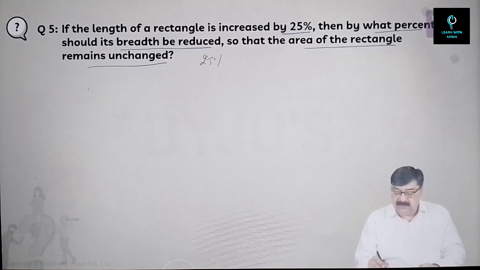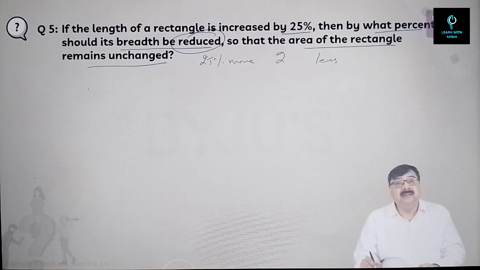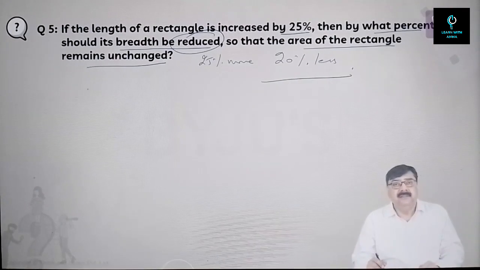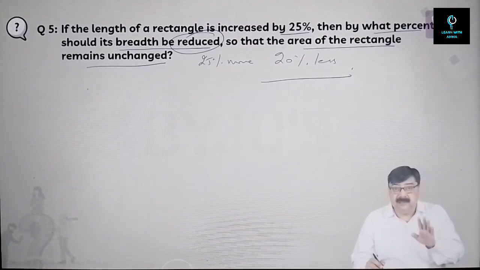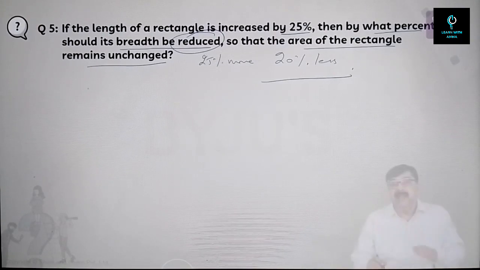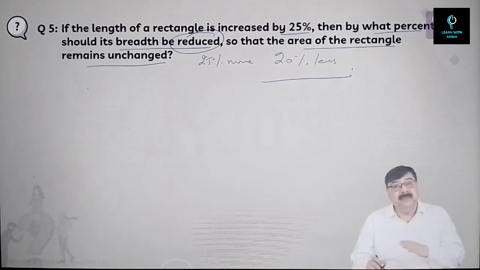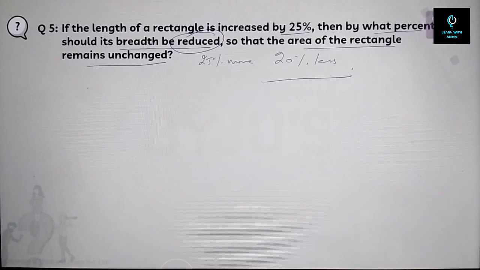So it has become 25% more. So reduced means less. So how much less? 20% less. Remember, 25% and 20% is a pair, right? So if A is 25% more than B, then B is 20% less than A. So this is my answer.